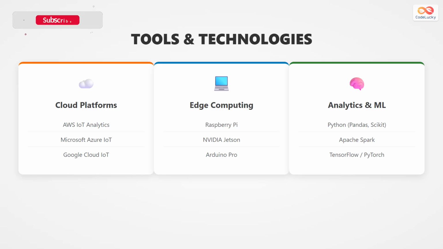To implement this, you need the right stack. Cloud platforms like AWS or Azure provide scalable infrastructure. Edge computing devices like Raspberry Pi allow processing closer to the source. And for the heavy lifting, libraries like Pandas, Spark, and TensorFlow are essential for crunching the numbers and building models.